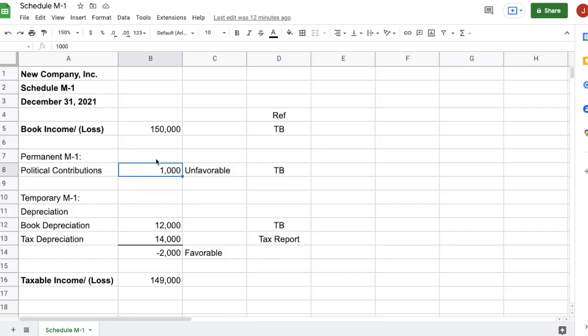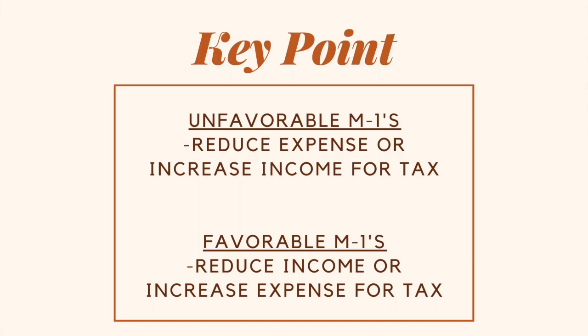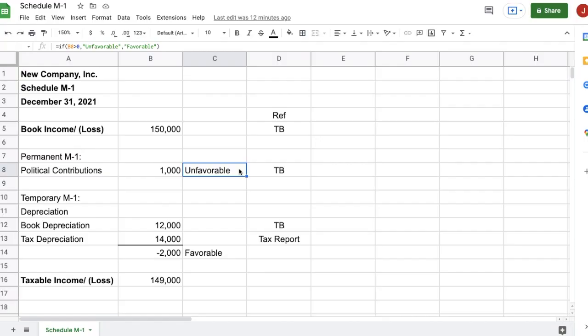When we're talking about unfavorable and favorable M-1s, unfavorable M-1s reduce the expense or increase income for tax purposes, and favorable M-1s reduce the income or increase the expense for tax purposes. I always find that looking at the number itself helps. If it's positive and increasing taxable income, it is unfavorable. If it's negative and decreasing taxable income, it is favorable. When you're decreasing the taxable income, that means you're going to be paying less taxes.